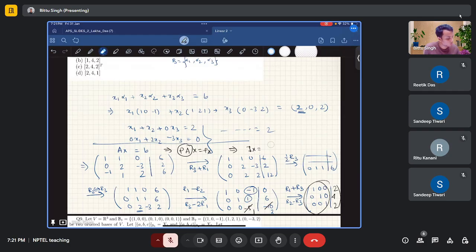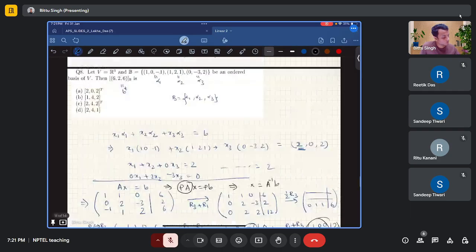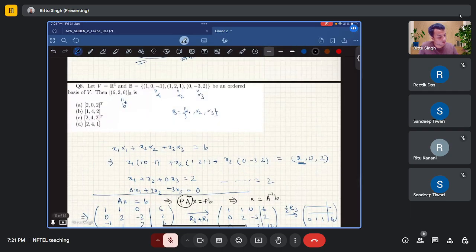Sorry, this was B earlier. So P must be the inverse of that thing, right? Identity times x, which is x, which is PB. Therefore, P must be the inverse of A, right? So x is A inverse B. So this is the solution. So 242 is the correct answer. This is the correct answer.